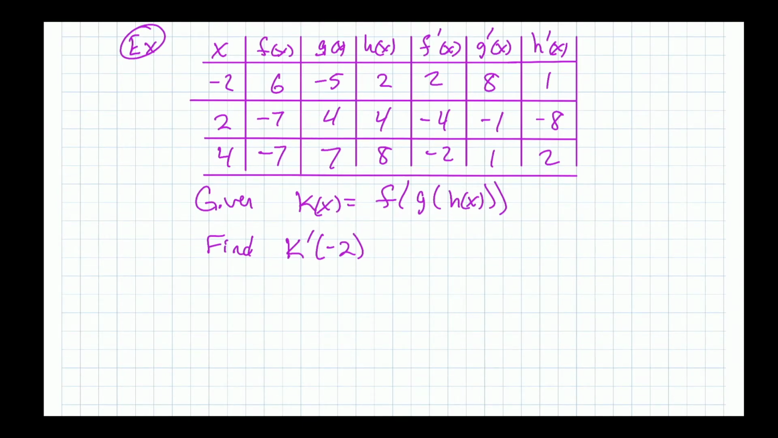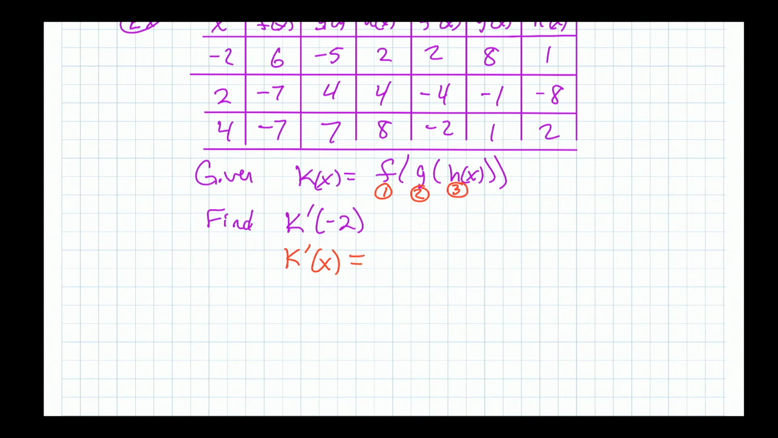So in order to do this, you need to know how to take the derivative of a function in a function in a function, which is great because we already talked about that. So number the functions from the outside in. This is the outside, this is inside, h is inside of that. If I want k prime of x, so I'm not putting in the negative 2 yet, just k prime of x, what do you do? You take the derivative of the first, the derivative of the second, the derivative of the third.